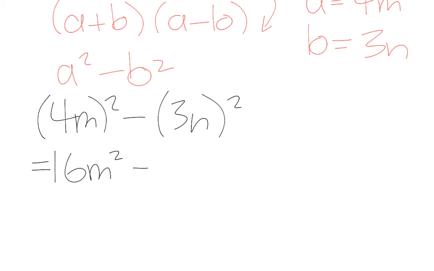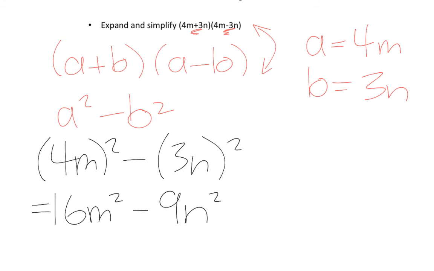Same thing over here on the right. Everything in the brackets gets raised to the exponent of 2. 3 squared is 9, and n squared is n to the power of 2. I cannot reduce this any further because these are not like terms. Therefore, my final answer is 16m squared minus 9n squared.